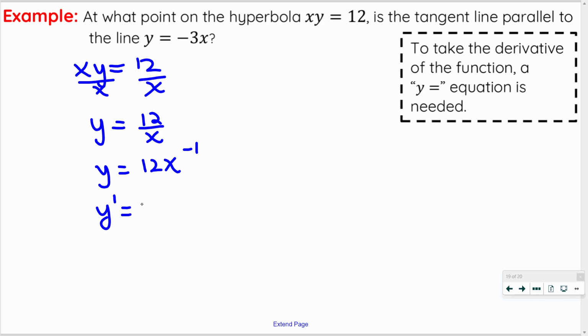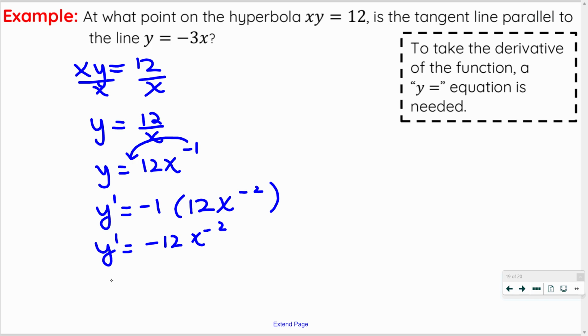So y prime is, bring the -1 down. So -1 times 12x to the, decrease your exponent by 1. So -1 decreased by 1 is -2. So this is going to be -1 times 12 is -12, x to the -2. And again, we want to write that with positive exponents. So -12 stays in the numerator, and x squared comes down to be in the denominator. Now remember, that is the slope. Derivatives are slope.